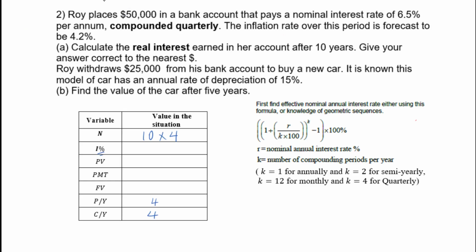Roy places $50,000 in a bank account that pays a nominal interest rate of 6.5% per annum, compounded quarterly. So we have 4 times 4. The inflation rate over this period is forecast to be 4.2%. Calculate the real interest earned in his account after 10 years. Real interest equals FV minus PV.